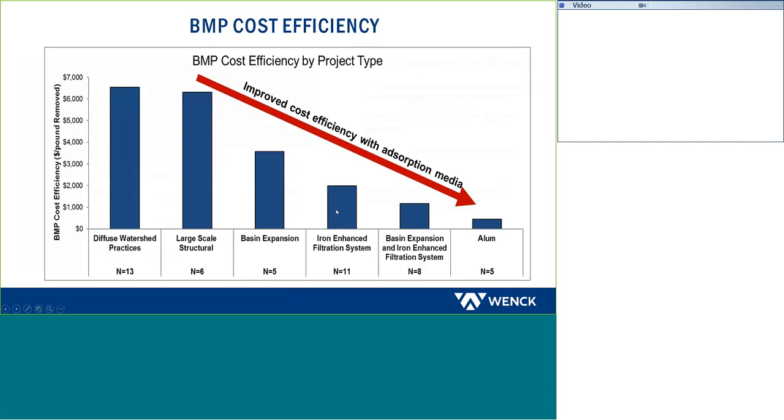But when you add in iron-enhanced sand filtration or a bit of expansion and filtration, your cost effectiveness and your ability to remove phosphorus goes up significantly. And then the addition of alum, aluminum sulfate, or some phosphorus-binding chemical is typically one of our most cost-effective approaches. So this is a way to go through and do that.